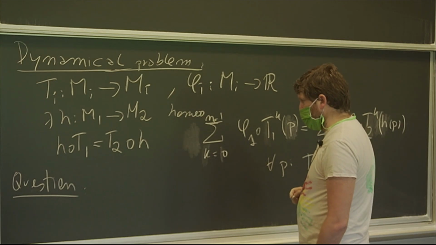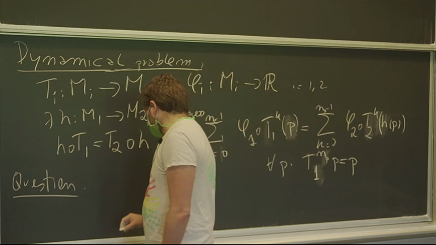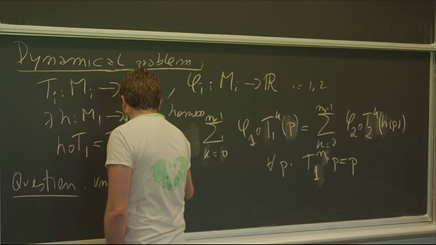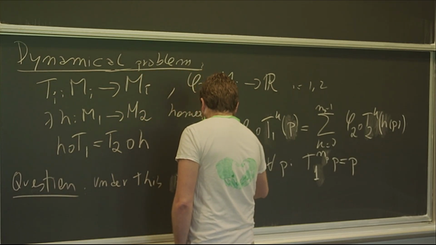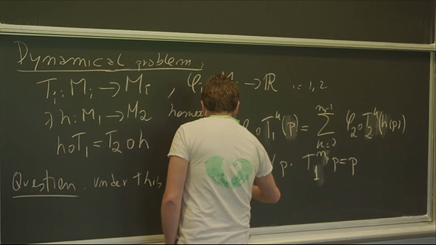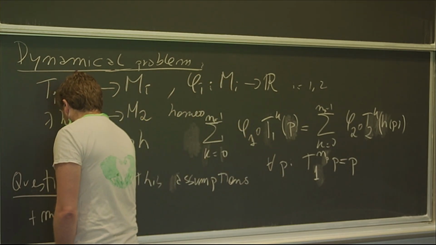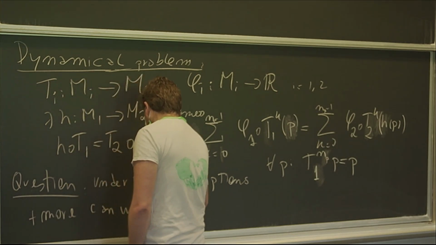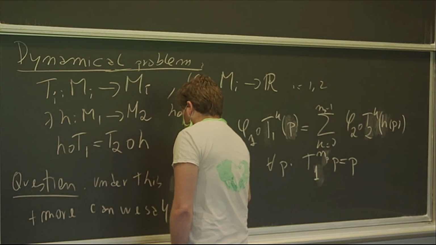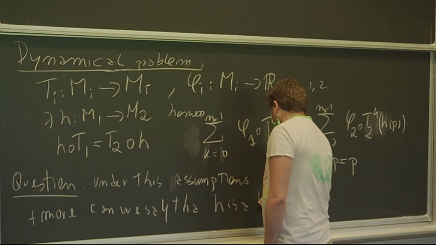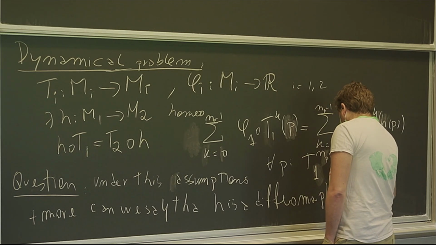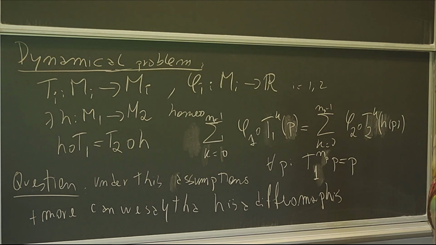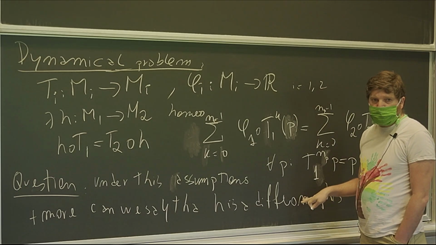So for every periodic point. Then the question is, under these assumptions, plus more, can we say that H is a diffeomorphism? So the isometry in the previous setting becomes this diffeomorphism statement here.